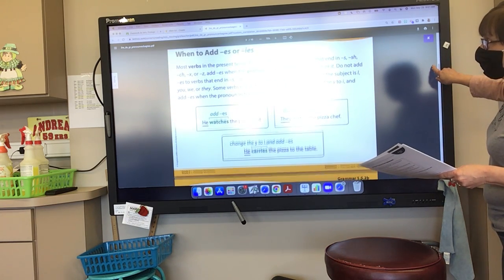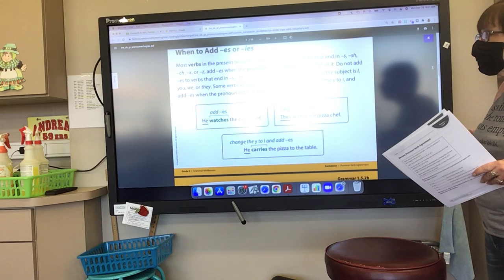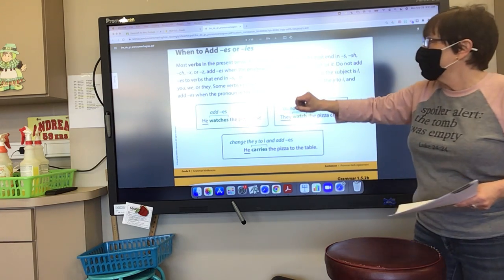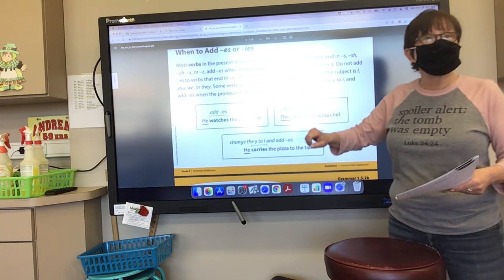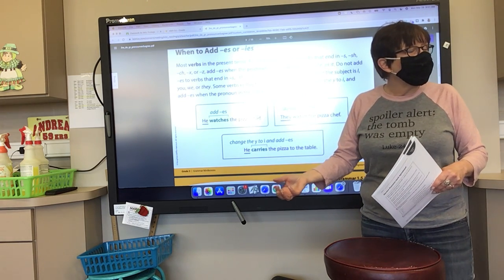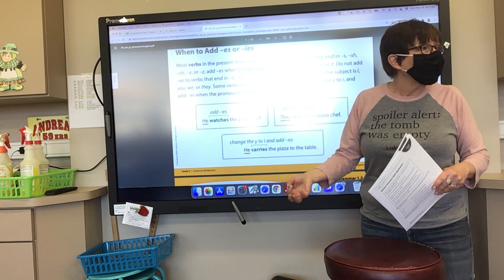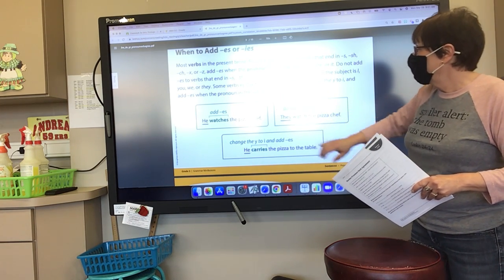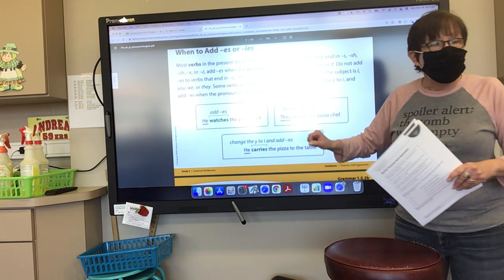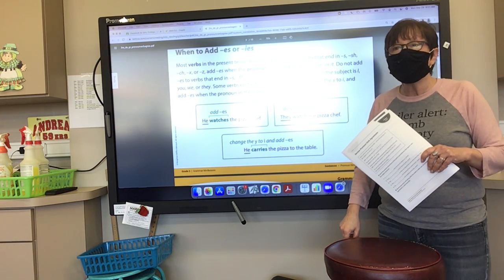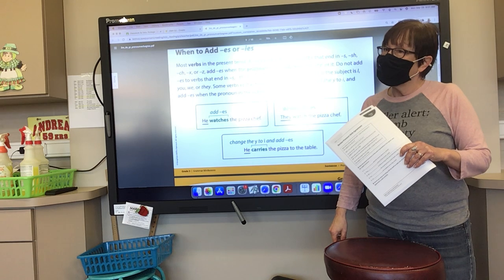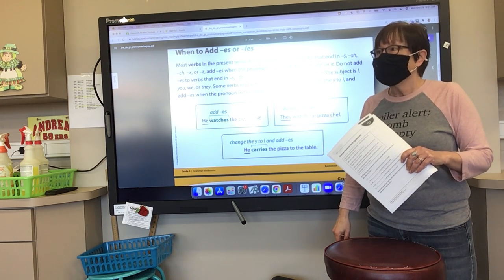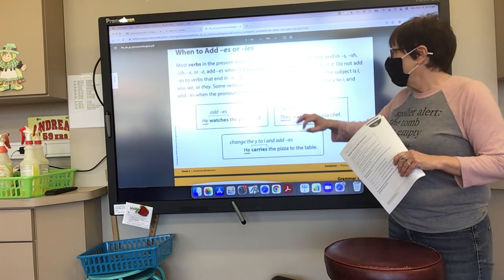Now sometimes we have to add es to a verb, and that is when our verb ends in ch, sh, s, x, or z, just like we do when we are making a plural. So we have to watch out for that. We also sometimes have to change a verb that ends in y. What do we do to a verb that ends in y? Juliana? Change the y to an i and then add es. That's right. We change a y to an i and then we add es.